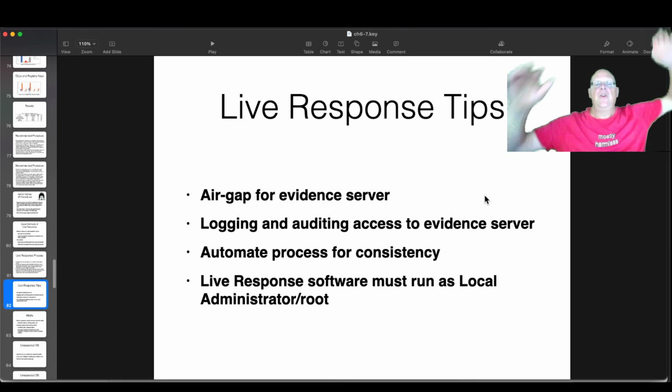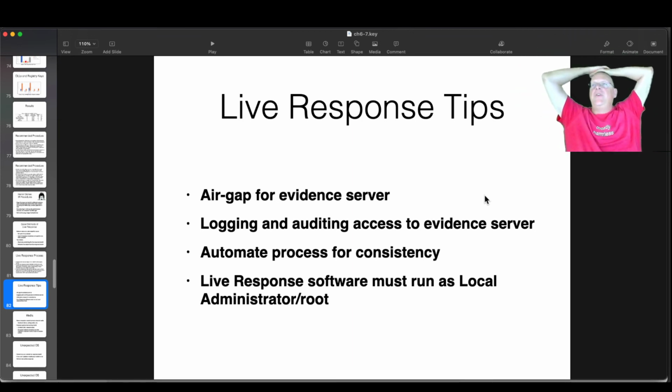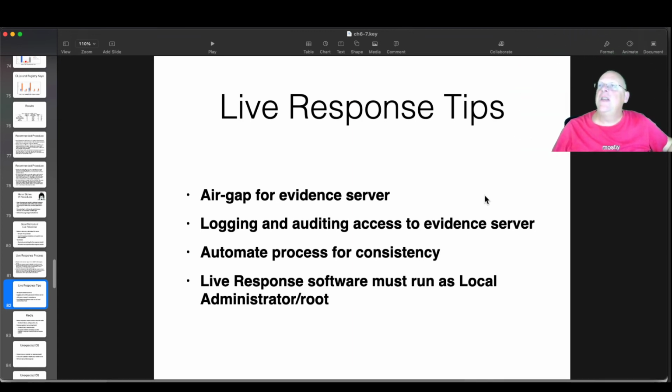So your evidence server should be air-gapped. You should be storing your evidence on a machine that is not connected to the internet and can't be modified. You should be analyzing it on a system that's not connected to the internet, and that there isn't any malware on it and such. All right.